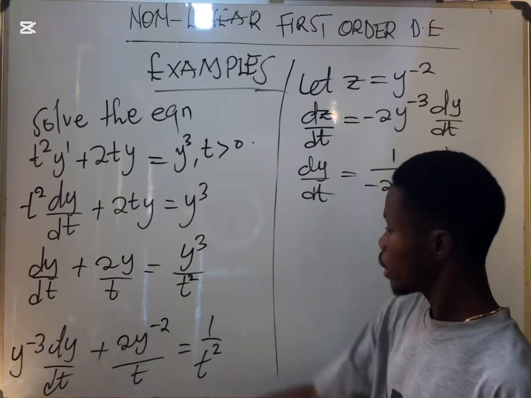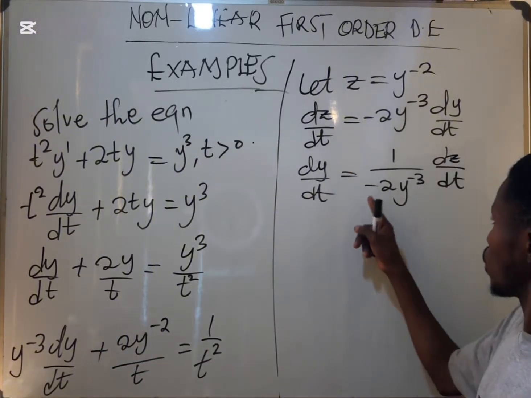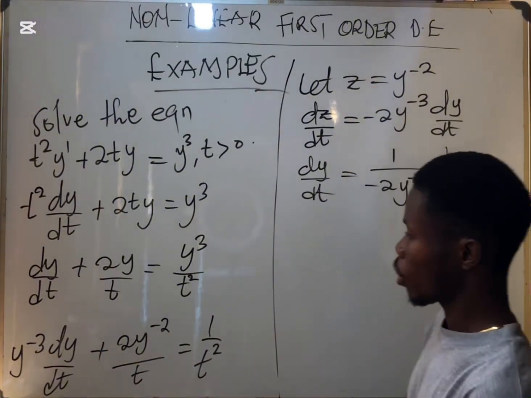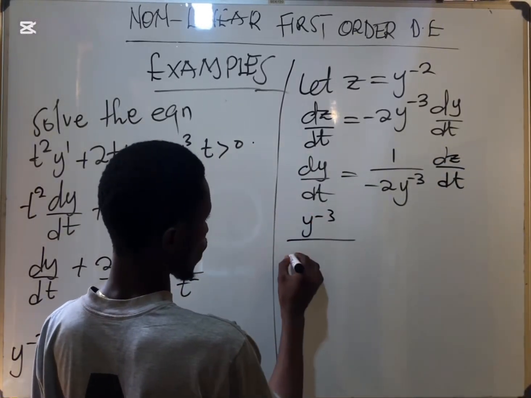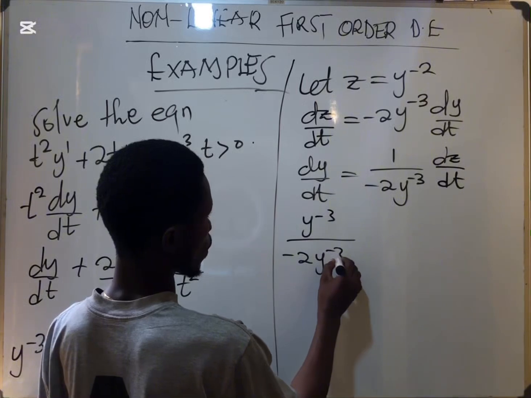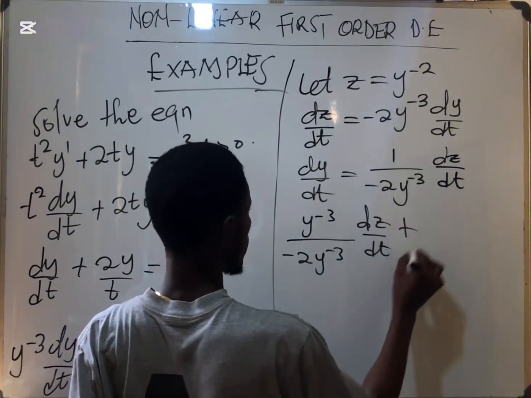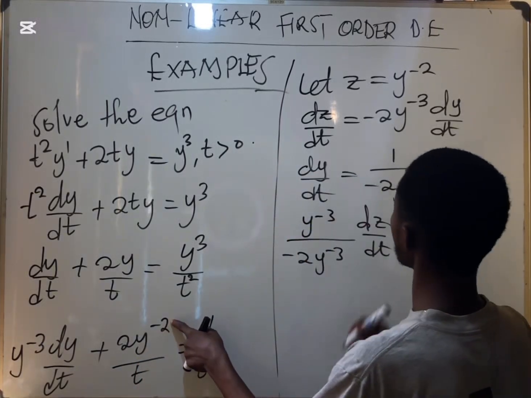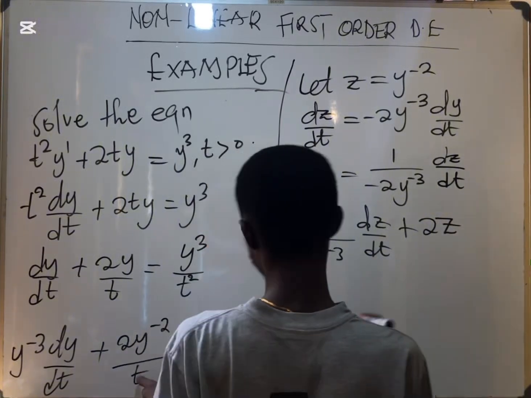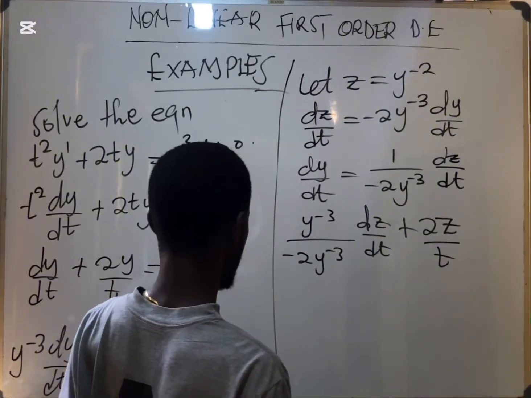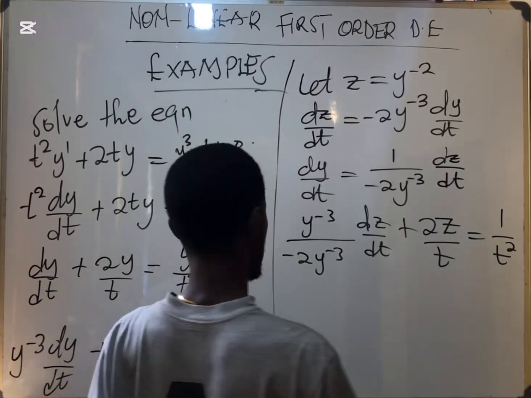dy/dt is the whole of this one. Wherever I see dy/dt, I'll put the whole of this one there. I have y to the power negative 3 there, so I'm going to have y to the power negative 3 divided by negative 2y to the power negative 3 dz/dt plus, now y to the power negative 2 is z here, so I'm going to have 2z over t equals 1 over t squared. So this is what I'm going to have.